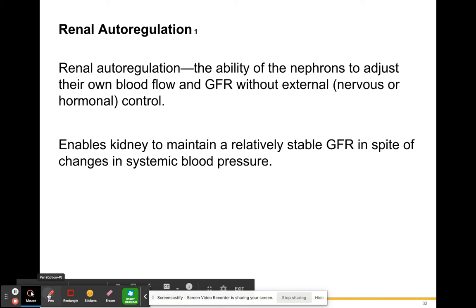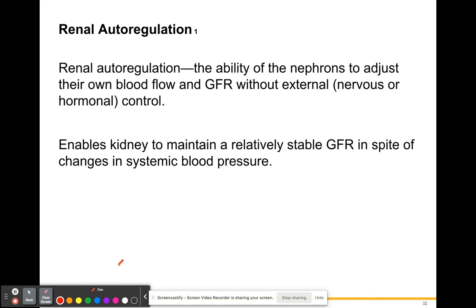Okay, renal autoregulation is the ability of the nephrons in the kidney to adjust their own blood flow, right? So your kidney itself auto-regulates. It does it on its own. Your kidney will know what's going on in the rest of the body, and if it sees an increase in blood pressure, it will slow down its own blood pressure, right? It will constrict blood flow in the actual kidney itself. Okay, so the ability of the nephron to adjust their own blood flow and GFR without external control. So we don't need the nervous system to be involved here. We don't need hormones to be used here. It's the kidney itself doing it on its own.